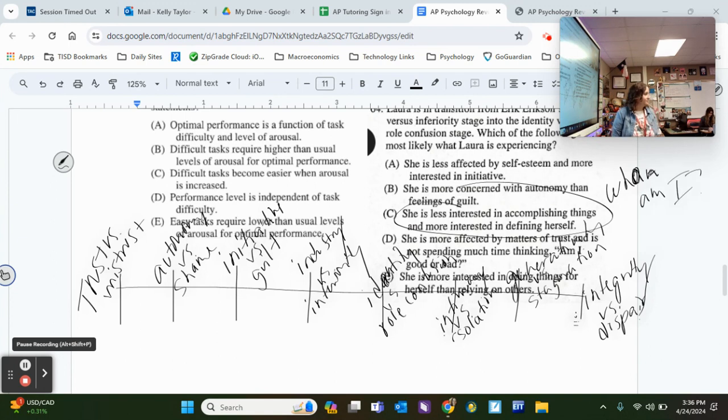Wait, what is that? Intimacy versus isolation. Is that the self-concept? You have such great handwriting. What are you talking about?